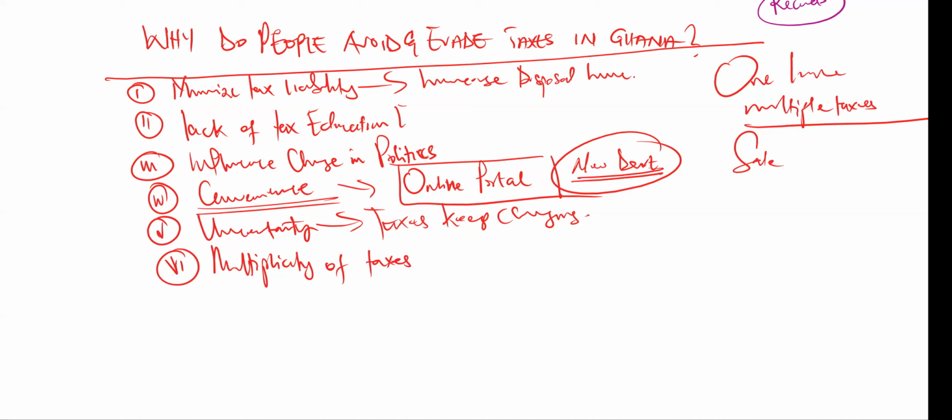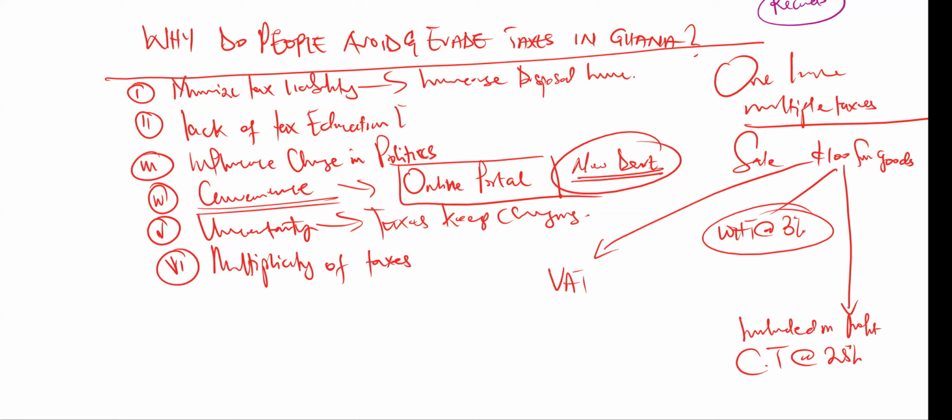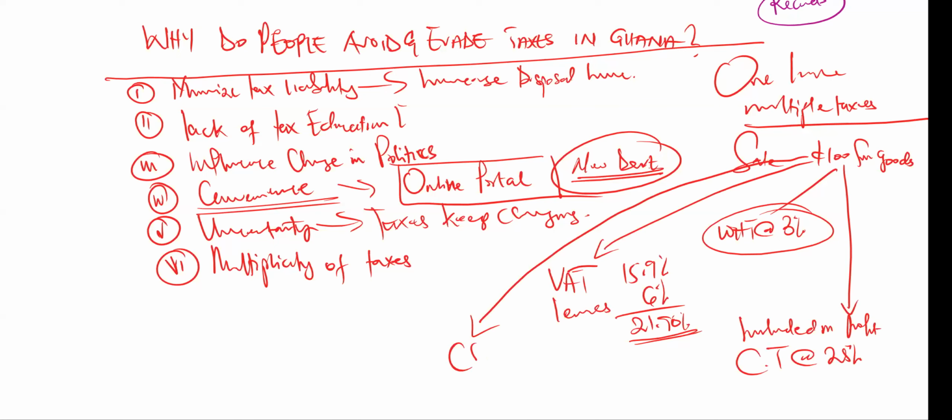Let's see. Somebody makes a sale of 100 cedis for goods. One, there's withholding tax at 3%, maybe, which will be withheld. These same 100 cedis will be included in your what? Your profits, and then you pay corporate tax at what? At 20%. These same 100 cedis will be subject to VAT, NHIL and GETFund levies: 15.9%, levies of 6%, making 21.9%. If it's a communication-related company, this same 100 cedis will be subject to CST at 5%. If we relate to tourism, this 100 cedis will be subject to tourism levy again, 1%. Why?